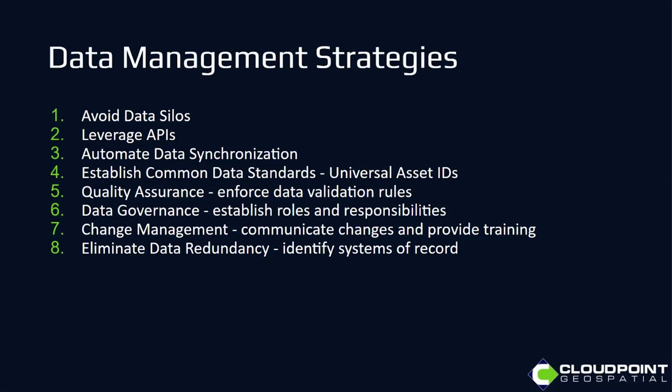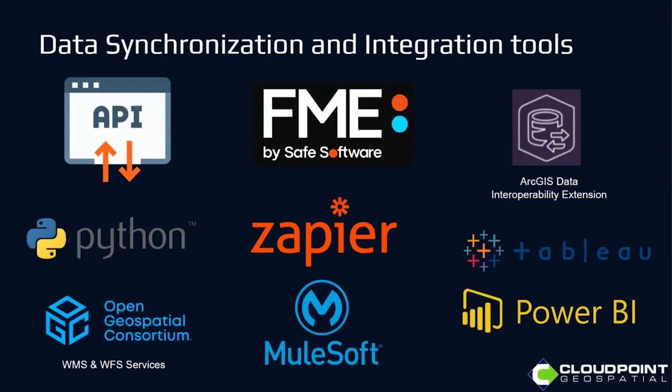And then finally, just eliminate data redundancy, identify those systems of record, who is responsible for them, and where the version of truth resides. So as I mentioned, data integration, obviously highly important to reduce data redundancy, reduce duplication, push data edits back and forwards into the relevant systems.